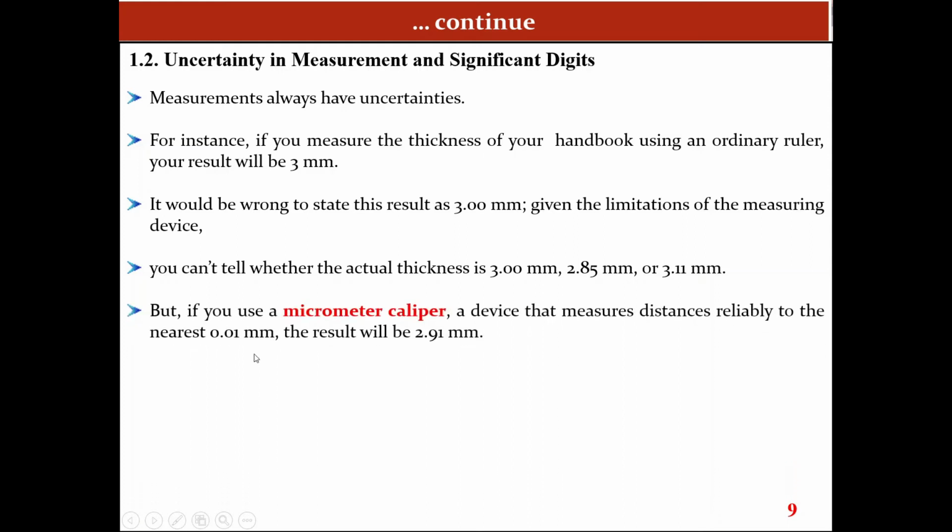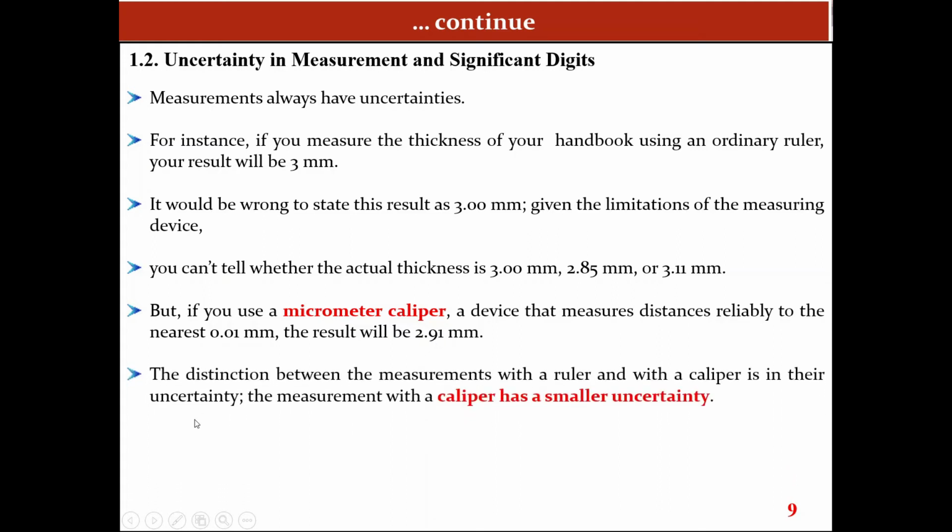Okay, but if you use a micrometer caliper, a device that measures distance reliably to the nearest 0.01, the smallest value of this micrometer caliper can be 0.01 millimeter. It's possible to report a result like 2.91 millimeter. So the distinction between the measurement with a ruler and with a caliper is in their uncertainty. The measurement with a caliper has smaller uncertainty compared with the measurement with an ordinary ruler. So the caliper is much better than the ordinary ruler. It helps us to measure certain digits after this point.